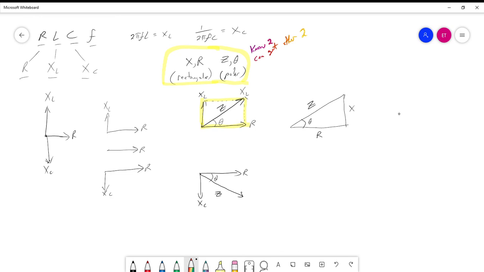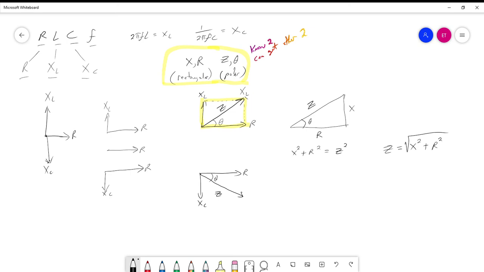So what that means for us is X squared plus R squared equals Z squared. That's a little bit of right triangle stuff. And what that means, of course, is to solve for Z, you can just rearrange all that. If you want total impedance from reactance and resistance, we did this in a previous video. Whatever your net reactance is, you square it and add it to whatever your total resistance is, squared, and then take the square root. Got your total impedance.